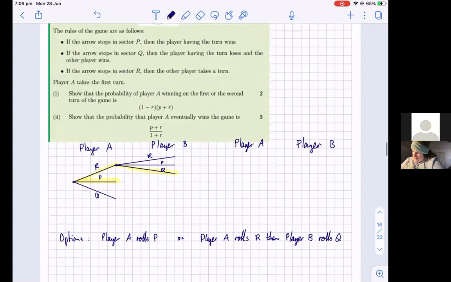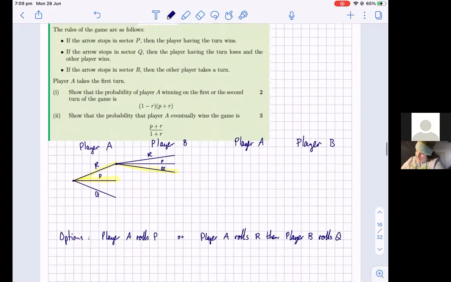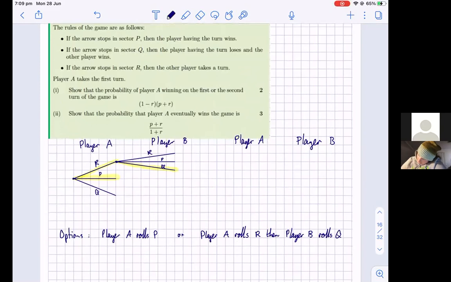Show that the probability of player A winning on the first or second is this. Now, the probability of rolling a P is P, sure. But then we've also got getting an R and then getting a Q.